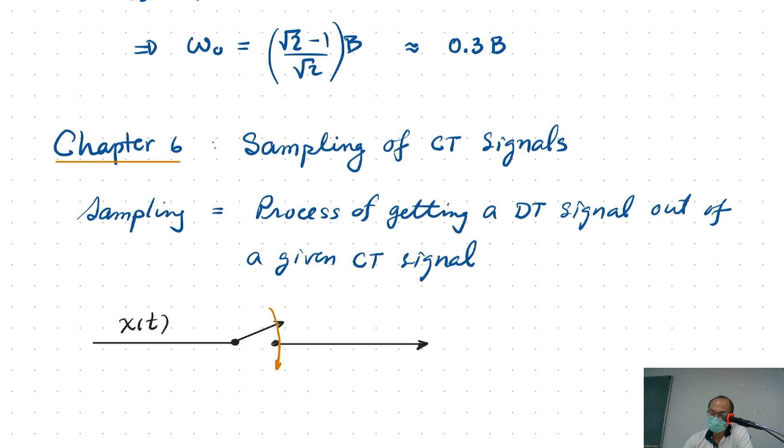So this switch closes every Ts units of time, let's say seconds. The switch closes every Ts seconds. So what we have at the output of this process is xs(t). Now, we're going to assume that the duration over which this switch is closed is very, very small.